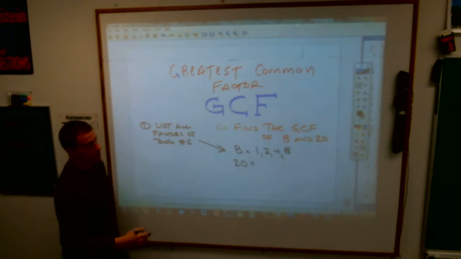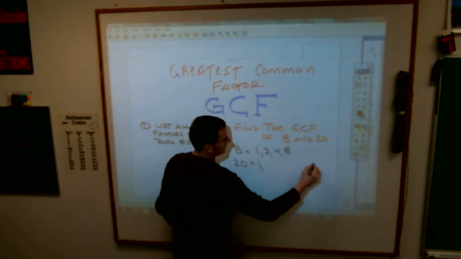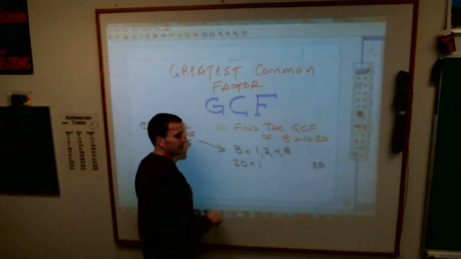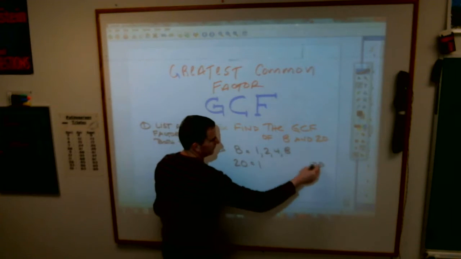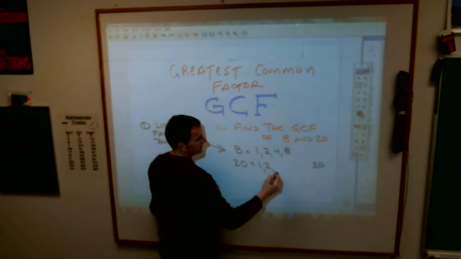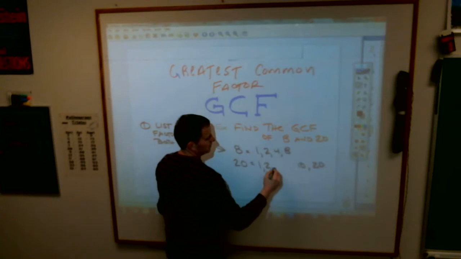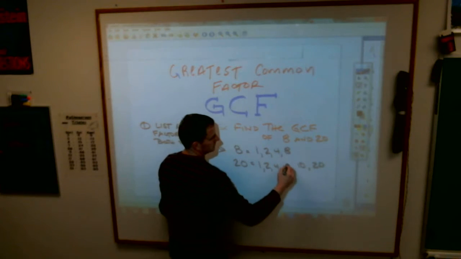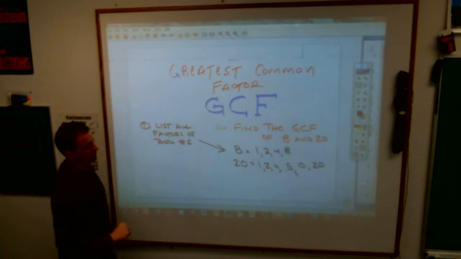What are all the factors of 20? 1 times 20. And some of you still are not in this habit. You've got to do it. Make sure you write both of them down at once. 2 times 10. 4 times 5. Those are all the factors of 20.